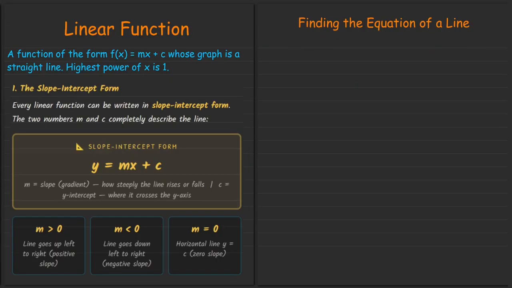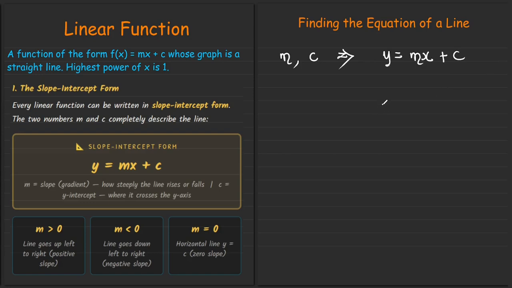Now, there are 3 common scenarios we use when finding the equation of a line. The very first one is when you are given m, that is the gradient, and c. If you are given the gradient and c, you can quickly write it as y equals mx plus c. That is all.